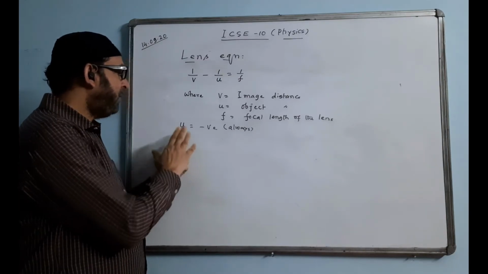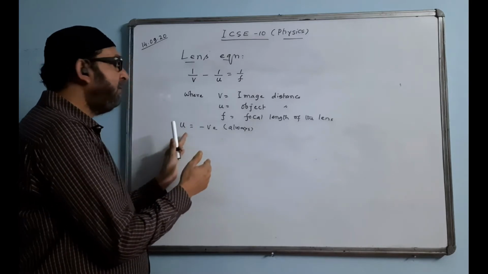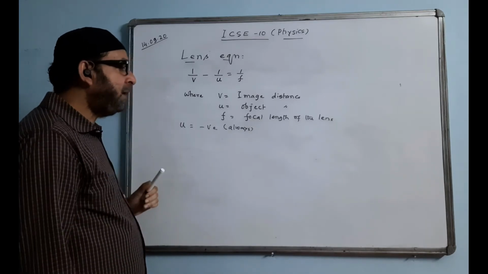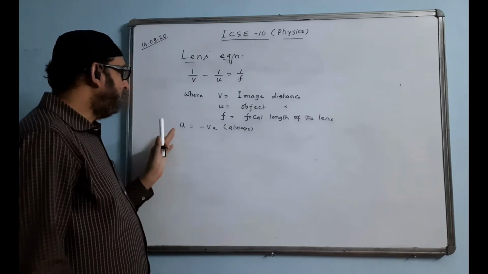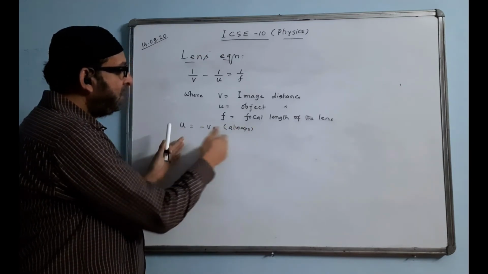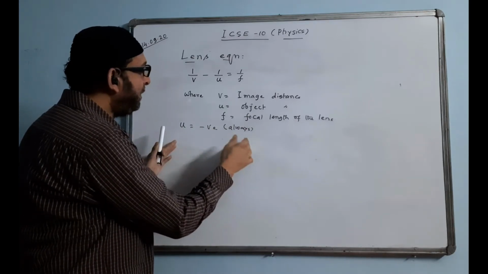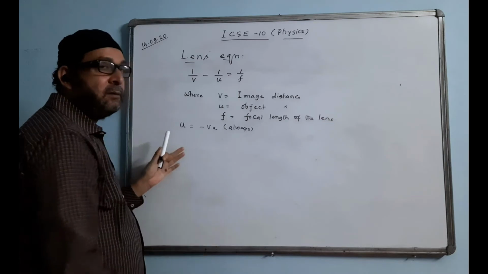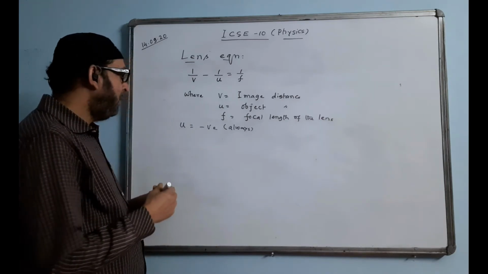Actually, the object in front of the lens we normally keep on the left side. So left side distance will be negative, right side distance will be positive. So u will always be on the left side of the lens, that is the side where the incident rays are coming from, and we measure the distance from the optical center. The u is always negative in any case.